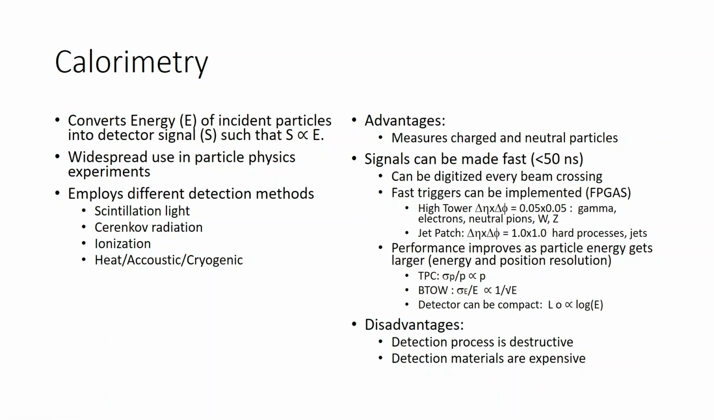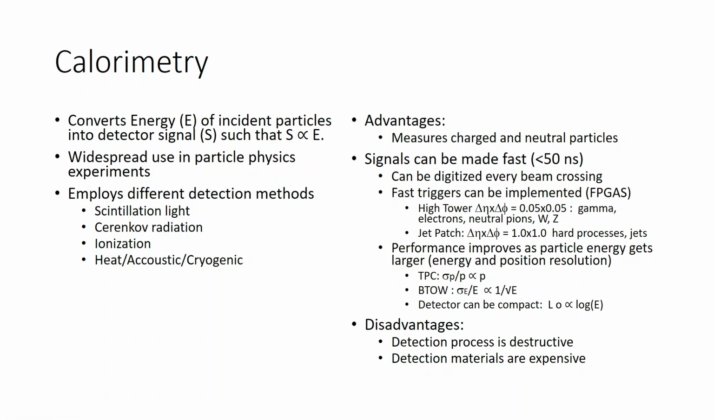The Hightower trigger is typical of high-energy gamma, electron, neutral pion, W, or Z particles. The jet patch trigger selects events with hard processes, such as a quark collision, which results in a jet or a pair of jets. A general characteristic of calorimeters is that their performance and efficiency improves as the energy gets larger. In the TPC, for example, the fractional momentum resolution is proportional to the momentum, because you are measuring smaller and smaller sagitta for each track.